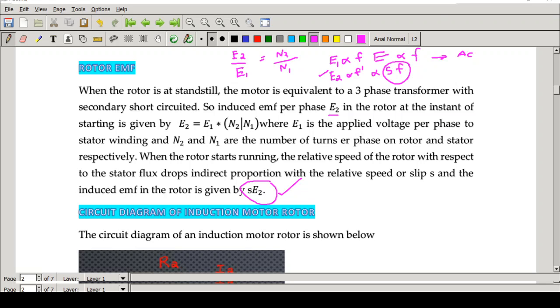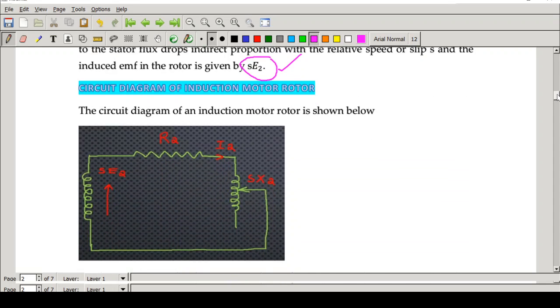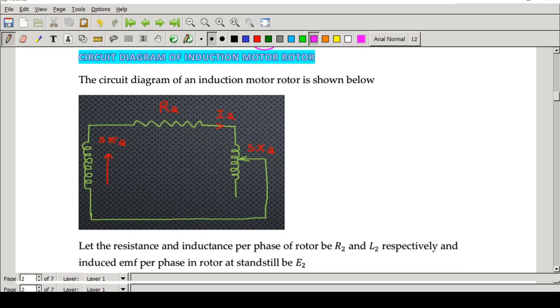Now based on this information, we will try to draw the circuit diagram of a three-phase induction motor rotor. First, we will draw the rotor circuit. Then finally, including the stator, we will draw the total equivalent circuit. Here you can see R2, the resistance of the rotor winding. I2 is the current flowing through the rotor winding. The EMF is not E2, it is S into E2. Another thing is the reactance, given by S into X2.